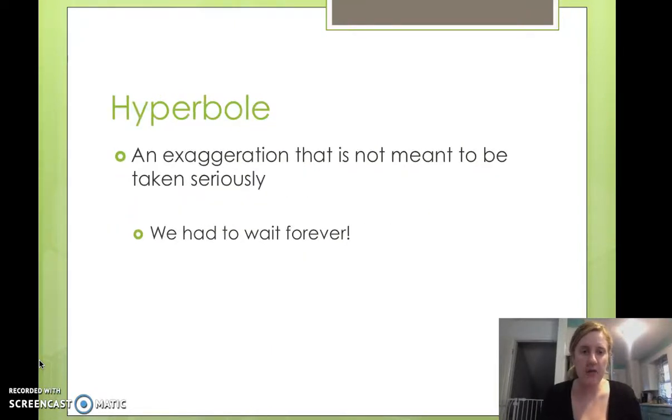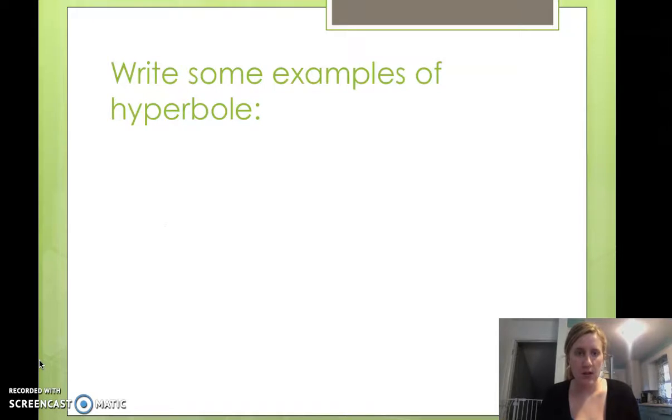Move on to hyperbole, which is an exaggeration that is not meant to be taken seriously. We had to wait forever. And then I could pick more students to come up, and they could write some hyperbole examples that they've heard or that they made up themselves. I would probably pick 6 to 8 students to do this, different than the ones from before. I want to get everyone involved in this lesson. That would be part of my informal assessment.